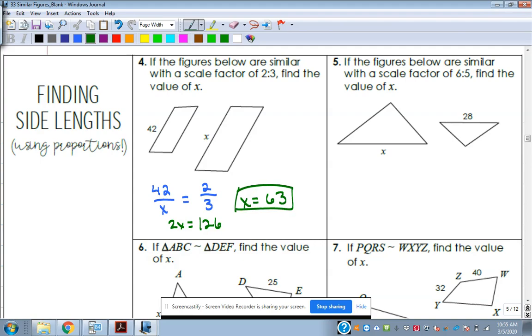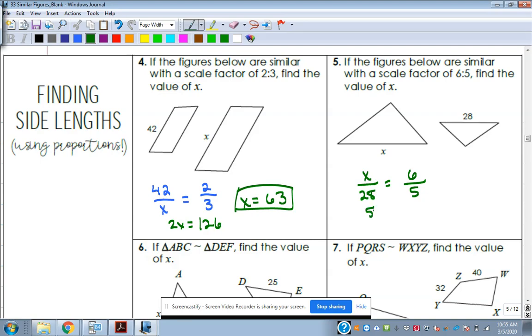Easy stuff. So we have a picture here on number 5. They tell us a scale factor for the similar figures is 6 to 5. Right, find the value of x. So what would be our proportion that we set up? No. X over 28. Look at the triangles. Which one's bigger? The one with x in it is bigger, right? So it should be corresponding to the 6.